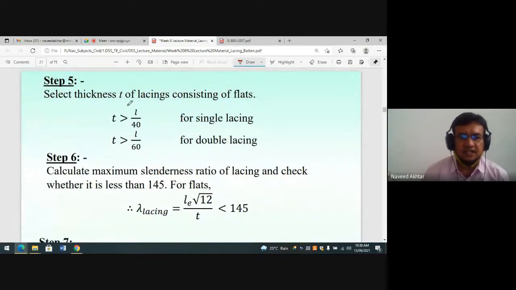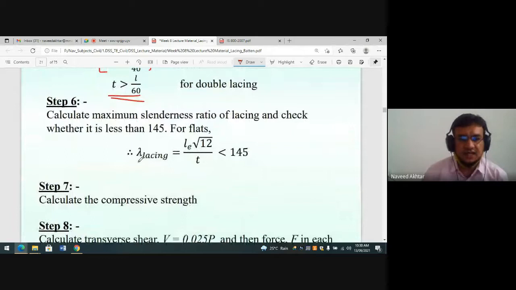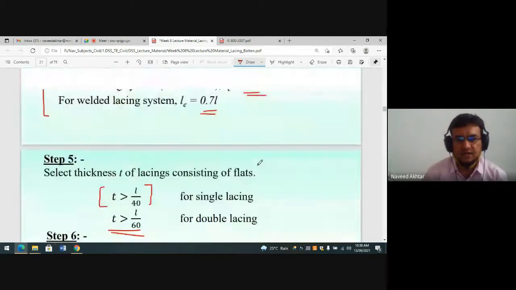Then select the thickness of lacing consisting of flat. Based on this, T should be greater than L by 12. For single lacing system, L by 40. For the double lacing system, T should be greater than L by 60. Then lambda for lacing, L upon root 12 upon T, as we have discussed. This lambda is different.